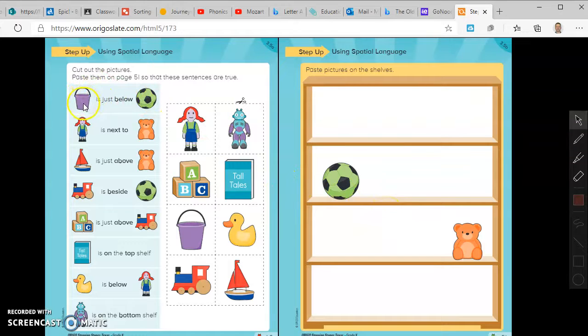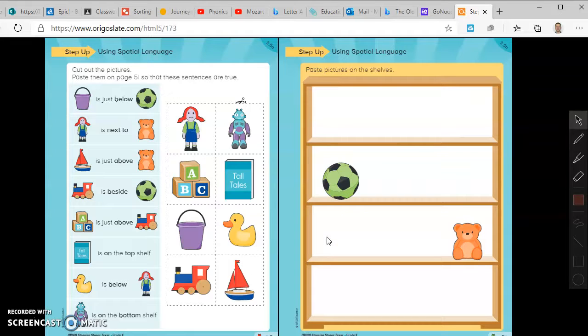For instance, this one says this purple pail, this purple bucket, is just below this green soccer ball. So where's the purple pail? There it is right there, and we're going to put it just below the soccer ball. Where should we put it? Right here? No, that's on top. Right here? Now that would be just beside. Here is just below the soccer ball.